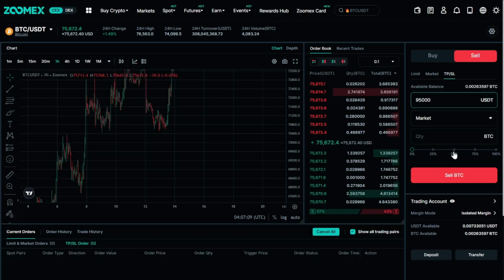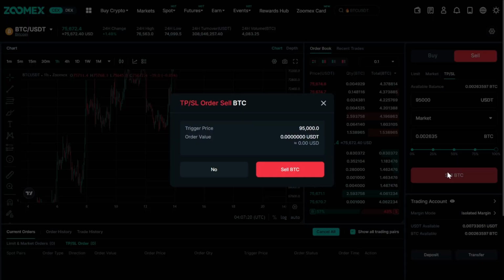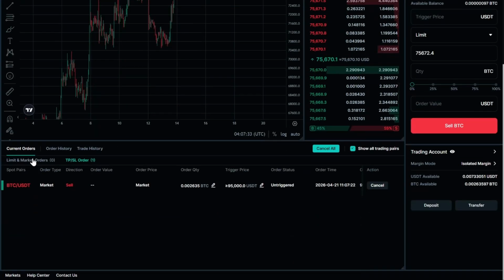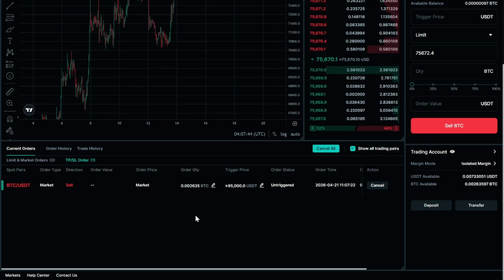We can choose how much we want to sell, but for this tutorial, we are going to sell our full amount of our balance, and we can execute this order. We can see under current orders and TPSL order, our take profit order. If we wanted to change the amount of our order, we can do so under order quantity. And as well, if we wanted to change the trigger price, we can do so here.